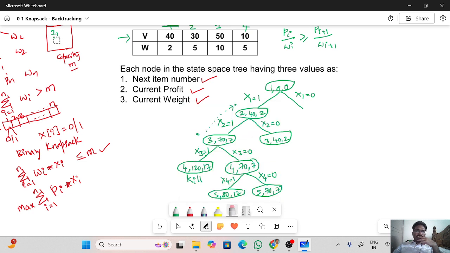So in my knapsack I have only item 1 and item 2. I took the decision about item 1 and item 2. Item 1 placed in the knapsack and item 2 not placed in the knapsack. So then I am going to think about this one. What about this one? x3 equal to 1.